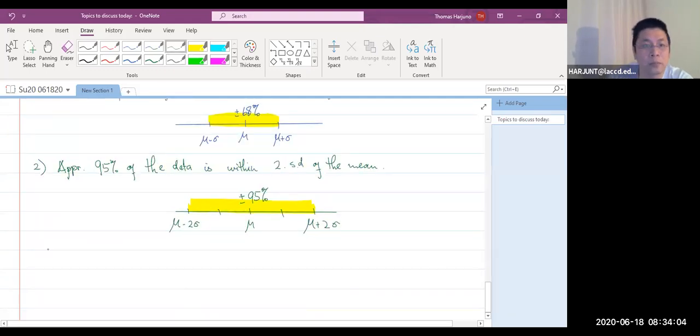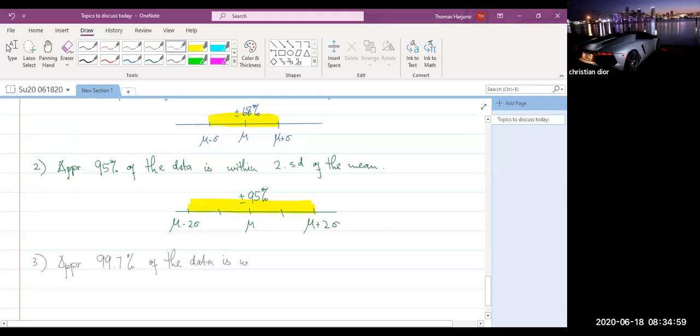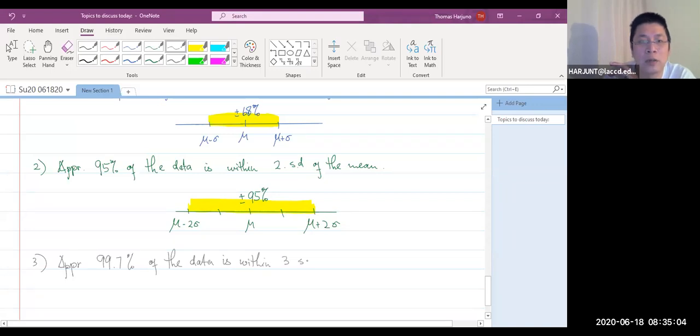And then approximately 99 point, I don't remember precisely. Let me see, give me a second. Here we go. The 3 standard deviation one is quite small. Yeah, 99.7%. Approximately 99.7% of the data is within 3 standard deviations of the mean.